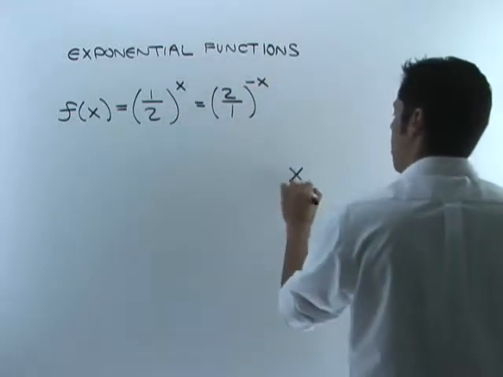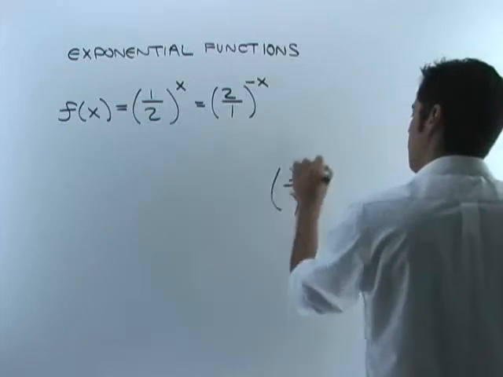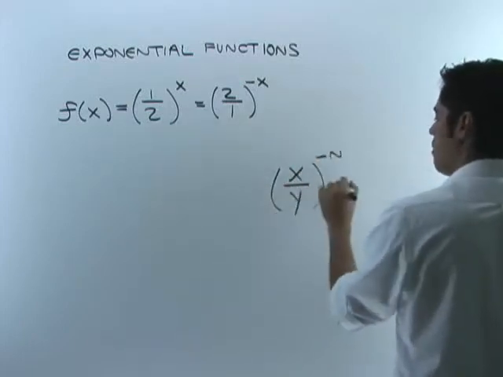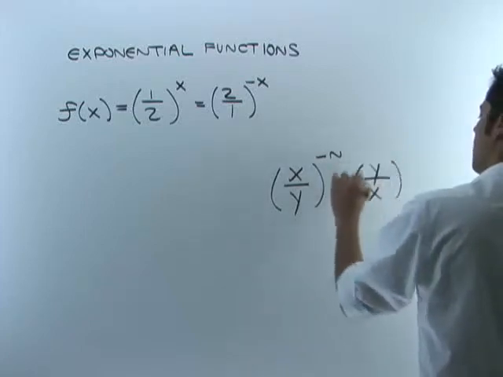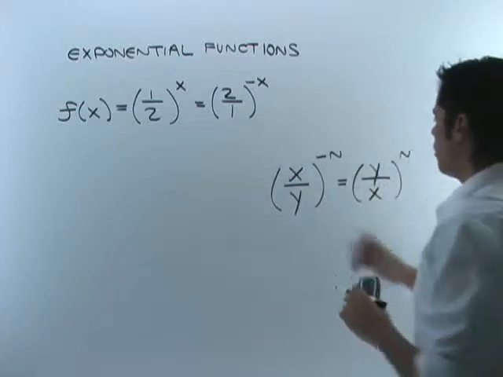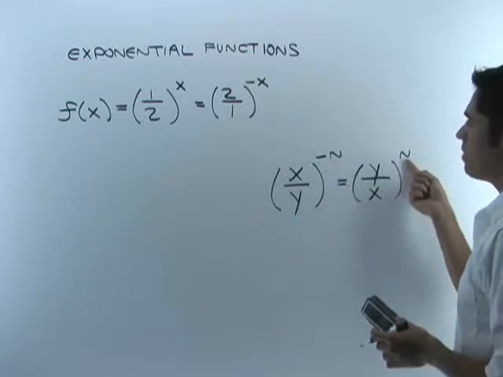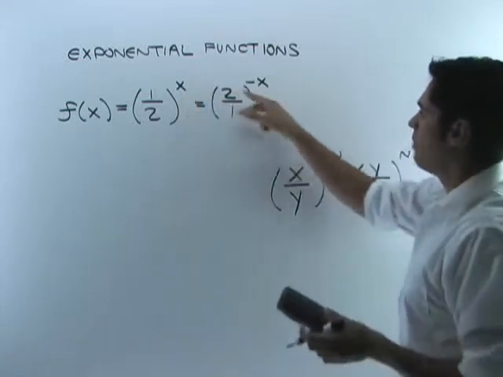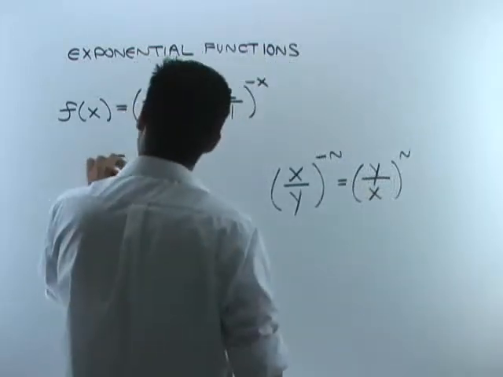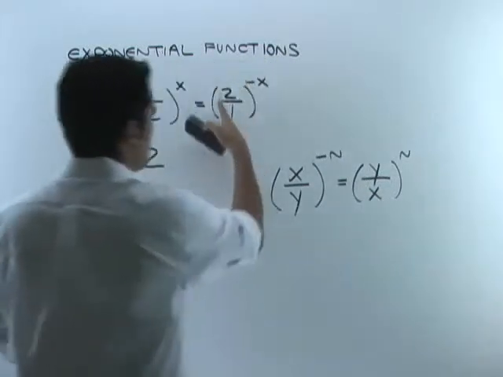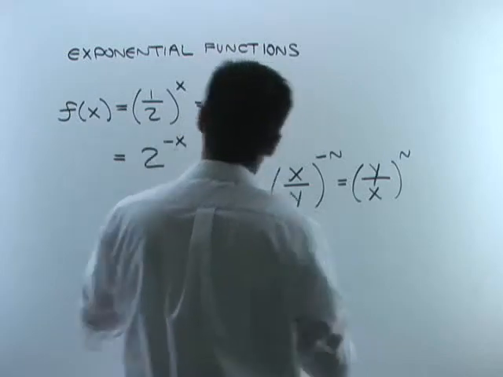And that comes off of a property of exponents that says if you have a fraction raised to a negative exponent, you can flip it and make it a positive exponent. We're actually going the other way around. We're starting with the positive exponent of x, and then we're flipping the fraction and making it negative. Now, the reason we do this is because now we can look at our function as being 2 over 1, to the negative x.